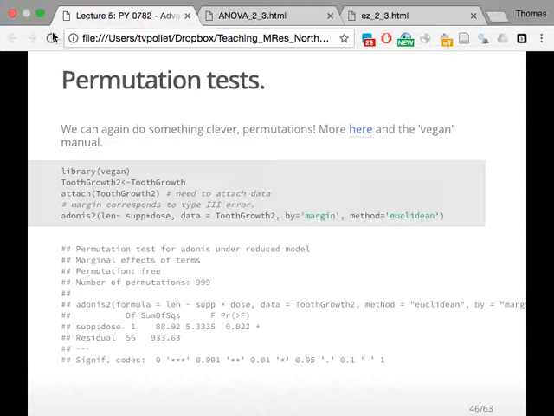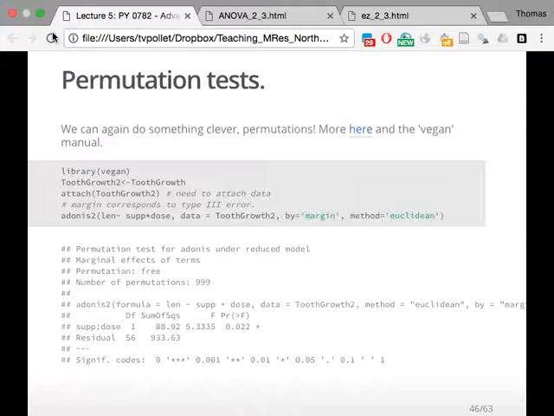Adonis is for analysis of distance something. It's not that important. It's just the abbreviation for the function. You have to say margin, and that's because you want type 3 tests. And we have to specify the method. So Euclidean, and that's because it will calculate distances.